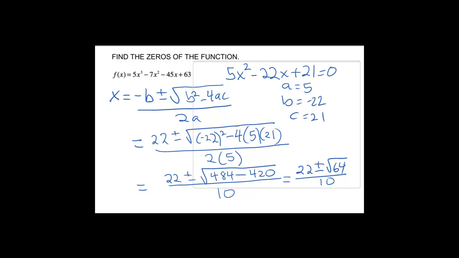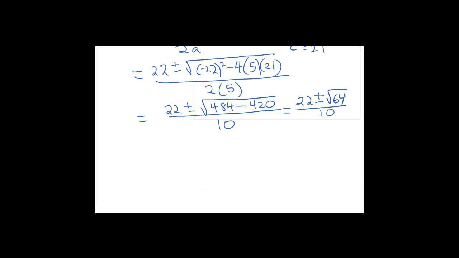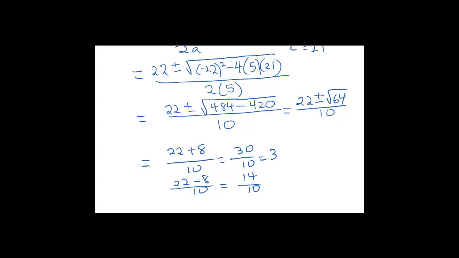Let's see if I can roll the screen a little bit. So we have 22 plus 8 over 10, which will give us 30 over 10, which is 3. And we have 22 minus 8 over 10, which will give us 14 over 10, and we can reduce by 2, and it gives us 7 over 5.